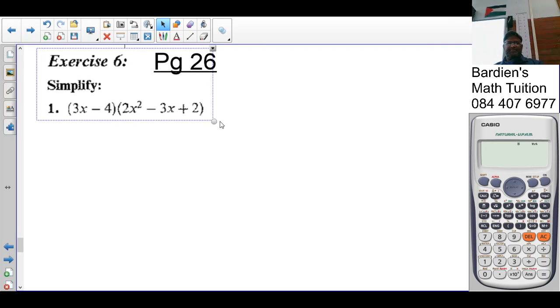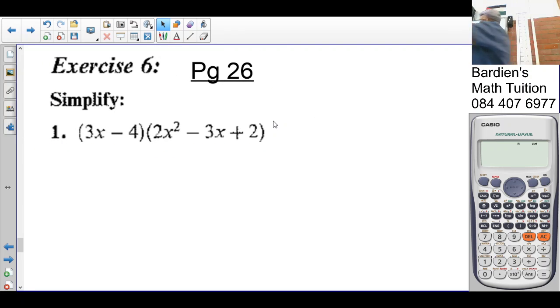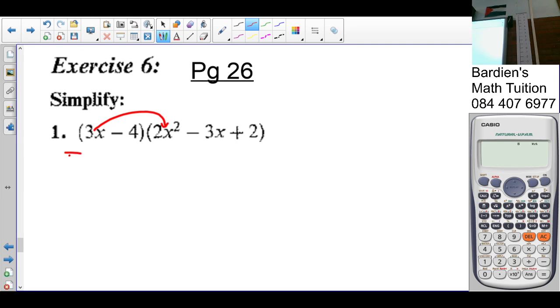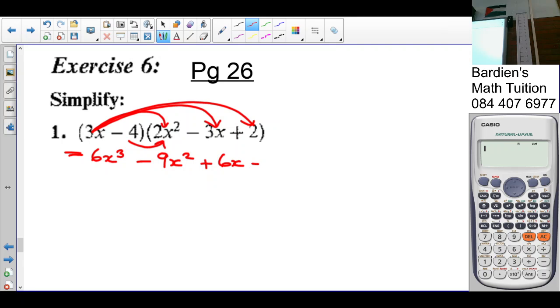Okay, so the first sum: you have 3x minus 4 into 2x squared minus 3x plus 2. 3x times 2x squared, 6x cubed. 3x times negative 3x, negative 9x squared. 3x times 2, positive 6x. Negative 4 times 2x squared, negative 8x squared. Negative 4 times negative 3x, positive 12x. Negative 4 times 2, negative 8.